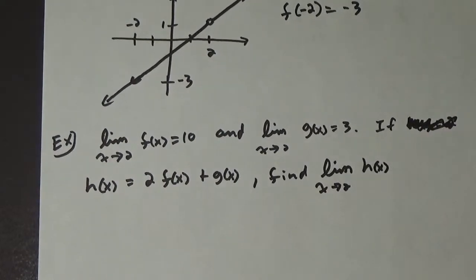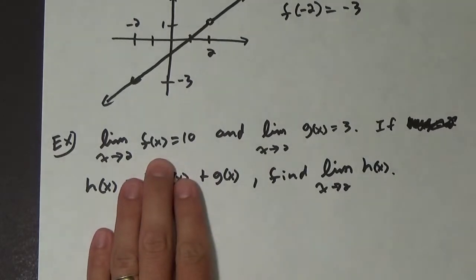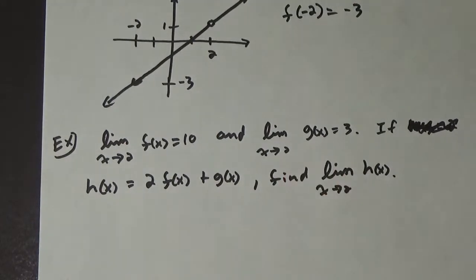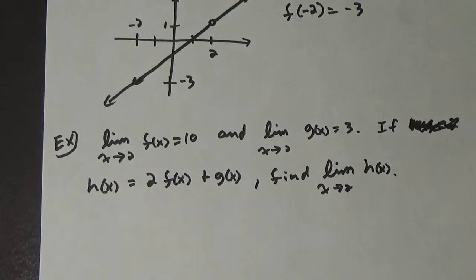All right, so here's an example that goes with a little bit of substitution. We're given that the limit of some function f of x as x approaches 2 is 10, and we're given that the limit as x approaches 2 of g of x is 3. We're also given that this h of x, a new function, is a combination of f of x and g of x. It's 2f of x plus g of x. And now we want to find the limit as x approaches 2 of h of x.